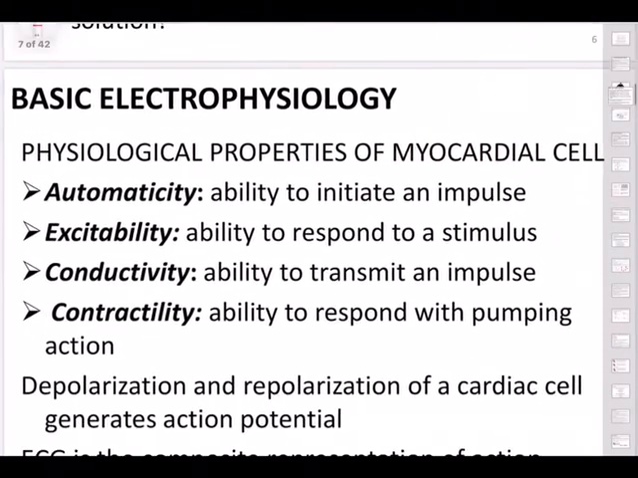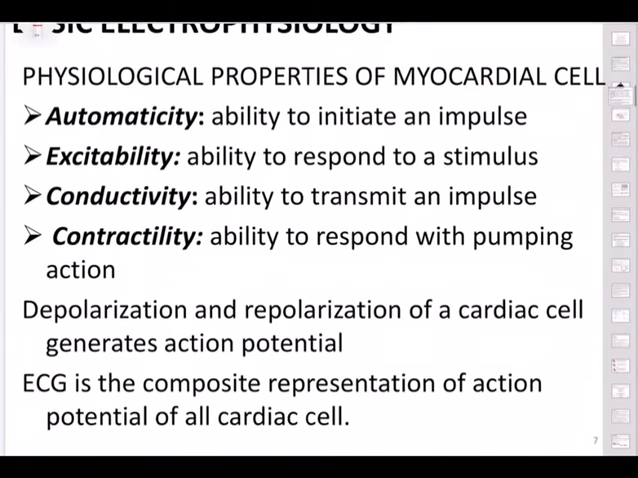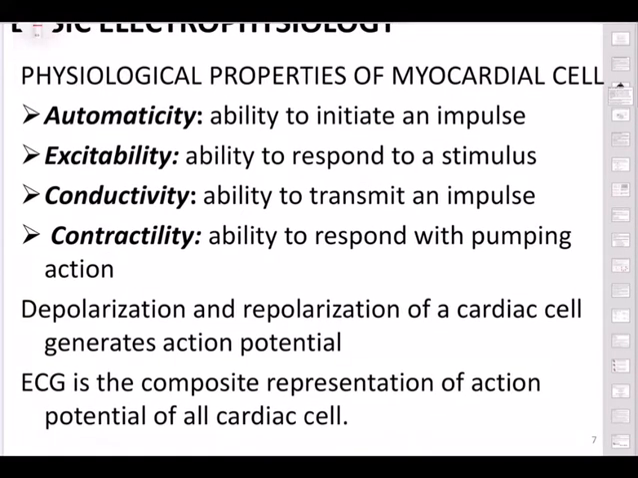And then basic electrophysiology, the physiological properties of the myocardial cell. First, automaticity, the ability to initiate an impulse. Impulse is of course a flow of current. Excitability, the ability to respond to a stimulus which initiates something. Conductivity, the ability to transmit an impulse. And contractility, the ability to respond with pumping action. So we have depolarization and repolarization. You can remember that repolarization means relaxation, and depolarization means contraction. That much is enough to remember.